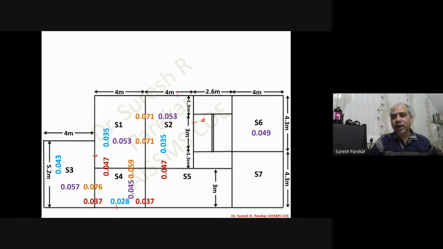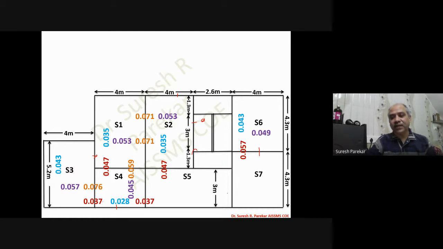Now we will go to S6, where we have one short edge continuous on this side, and therefore we have 0.049 along short edge. Sorry, we have one long edge continuous, and we have 0.049 along short edge, and along long edge we have 0.057 and 0.043.